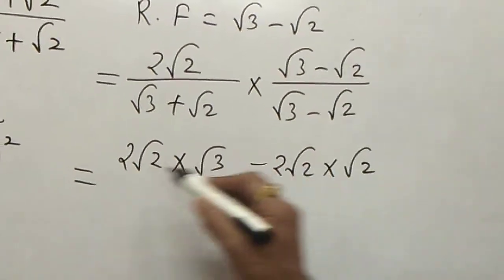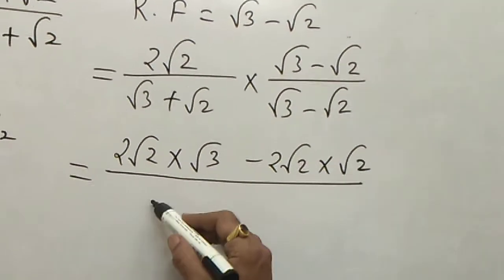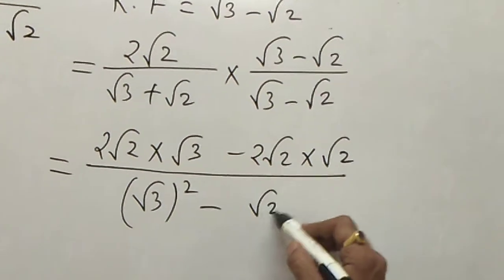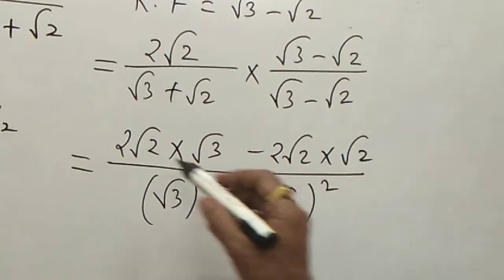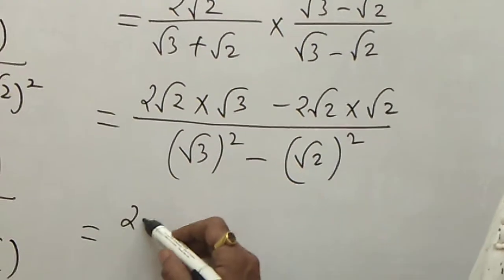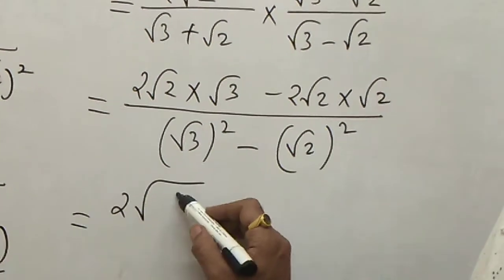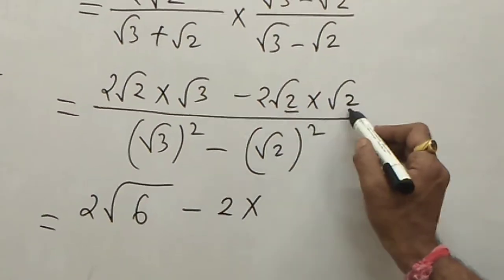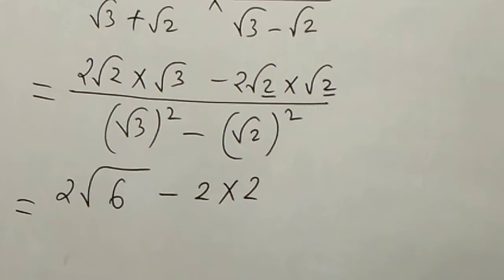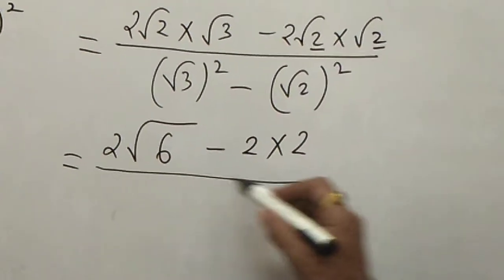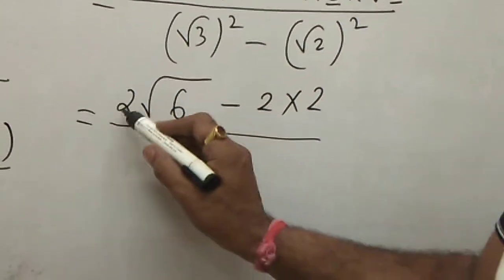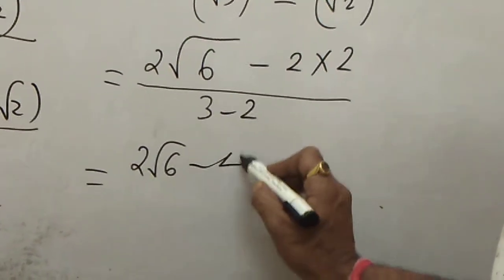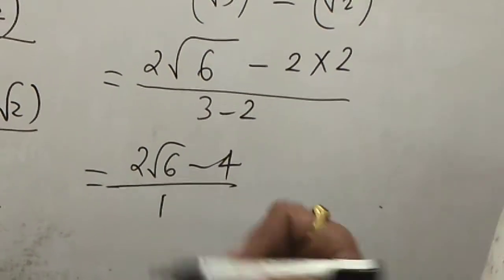So you first multiply separately, but in the denominator you have the identity a square minus b square, so using the concept, and now you have 2 here, 2 into 3, that is root 6, but here you have the same number 2, 2, so it is 2 without the root sign here, and then 3 minus 2, 2 root 6 minus 4 and upon 1 is here.